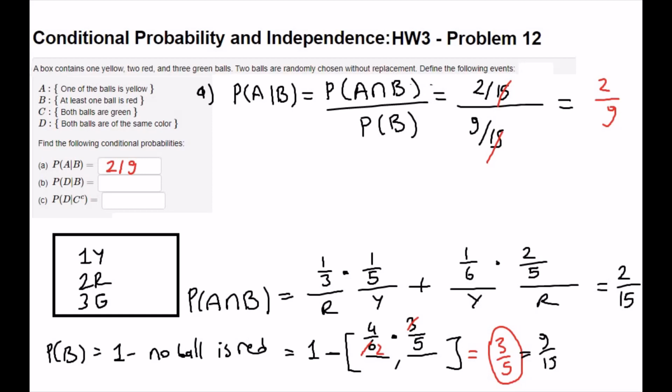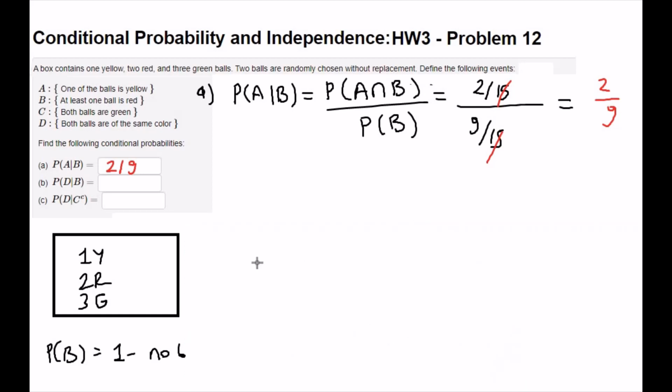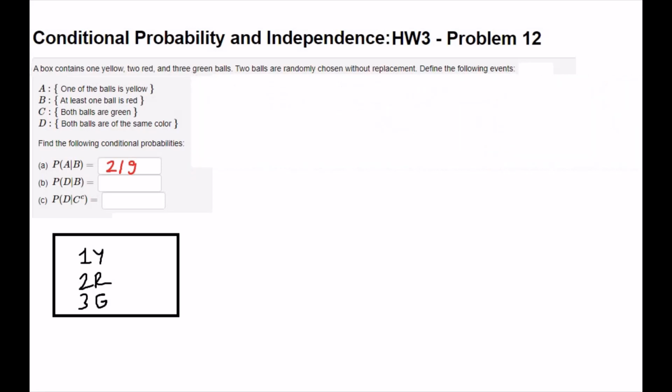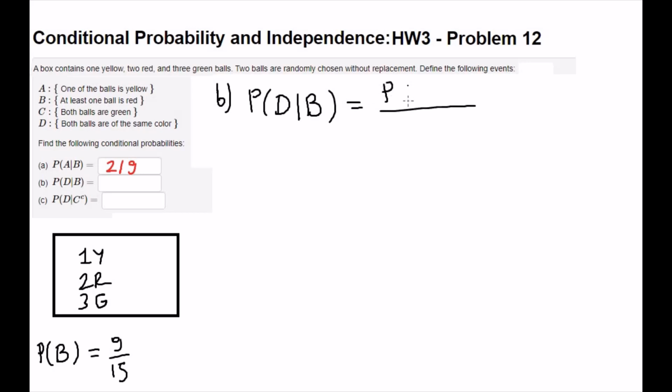Okay, let's go to part B. So I'm going to clean up part A so we can compute part B. In part B, we are computing the probability of D given B. We already computed the probability of B in the previous part. It was 9/15. Let's keep it here. And the probability of D intersect B over the probability of B will be the answer.